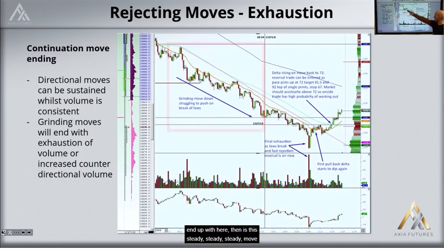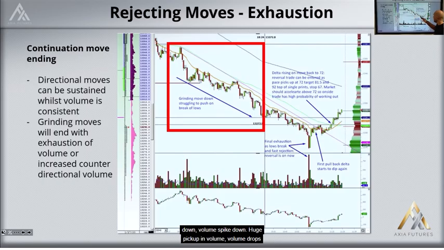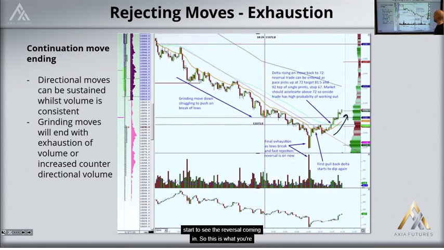What we end up with here then is this steady, steady, steady move down, a volume spike down, a huge pickup in volume, then volume drops very quickly back down to this relative low volume, and we now start to see the reversal coming in. So this is what you're after. This helps you time your move.